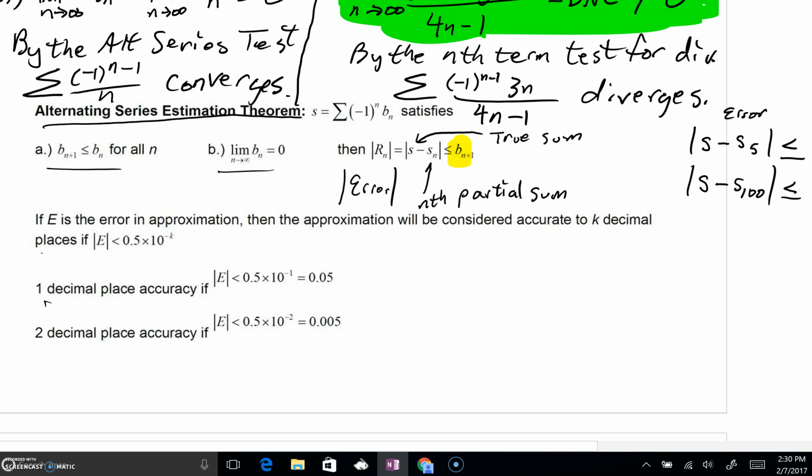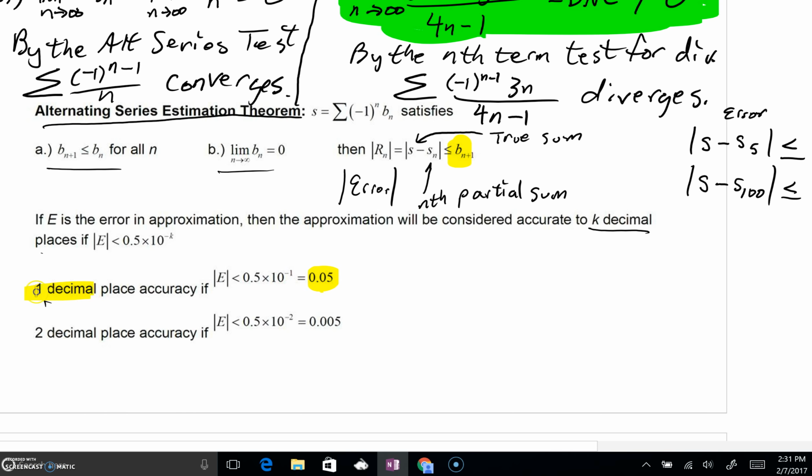First, we also need to talk about how to bound error. If E is that error, then the approximation will be considered accurate to k decimal places if the error is less than 0.5 times 10 to the negative k. Now that looks so weird. Let me tell you the truth, though. This is the better way to understand it.